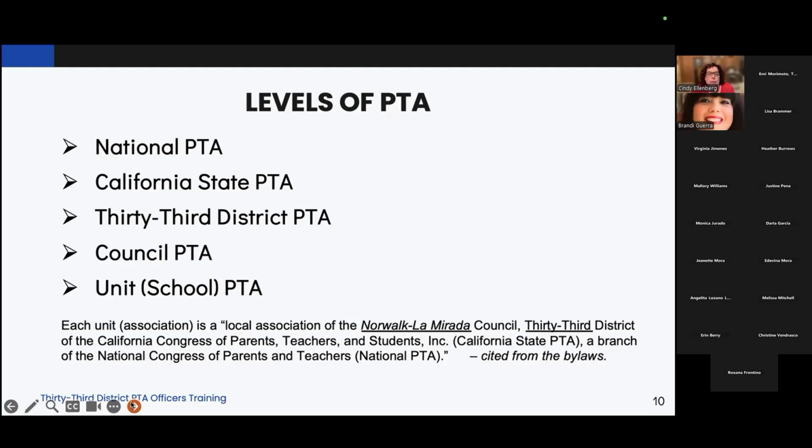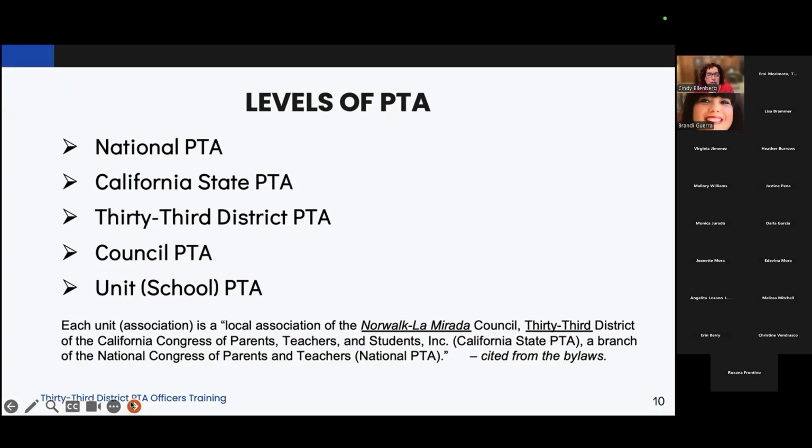33rd District PTA is your local district. We are here for all of our councils and units to support. We provide trainings and programs, and we count on you to be part of our association meetings, which take place 3 times a year. All members are invited and encouraged to participate in the business of our PTAs. At the local level, there are typically councils, and in your case, it's Norwalk La Mirada Council for the majority of you attending. And then you have your school PTA, of which you are the officers.